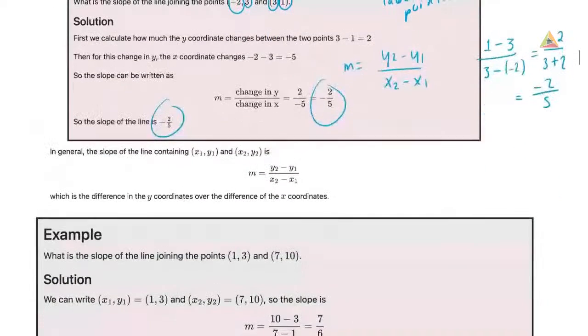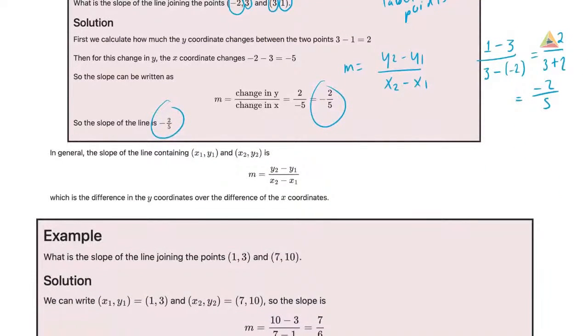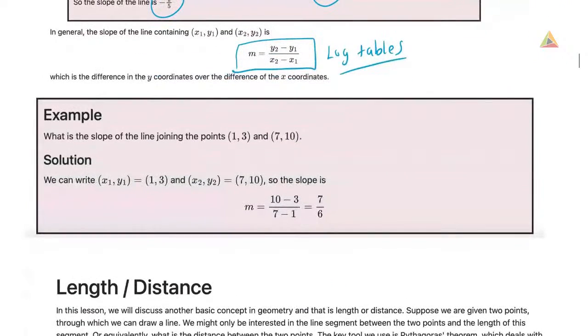So in general, the slope of the line containing x1, y1 and x2, y2, this formula here, is given in your log tables. So you don't have to learn that off, but you do have to know how to apply it. So it's the difference in the y coordinates over the difference of the x coordinates. So we have another example here.